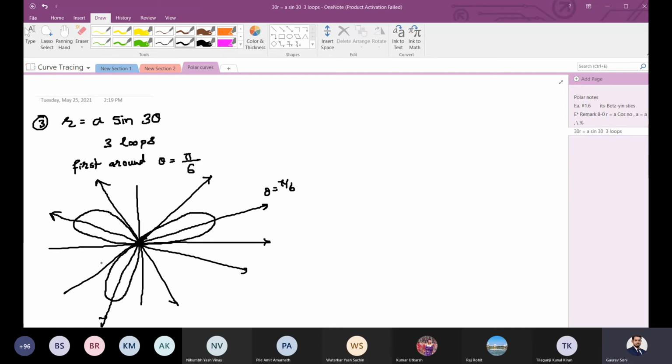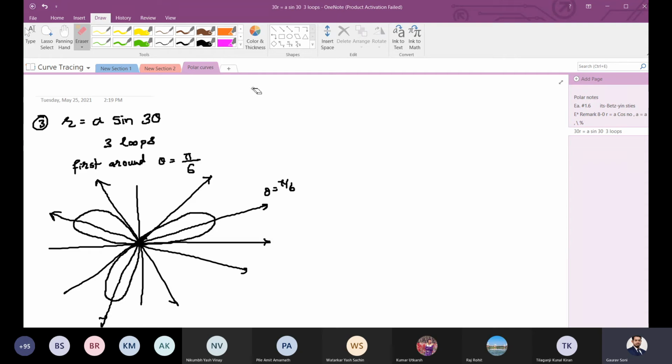Sir, then if we know the remarks, then we don't even need to solve the problem. Yes, exactly. So theta equal to, let me just check whether this is correct or not. I think the third loop I have drawn, theta equal to pi by 6, 2 pi by 6, 4 pi by 6, that is 2 pi by 3. Sine of 2 times pi becomes 0. Yes. Okay. So this is the way we can draw any of the Rose curve.